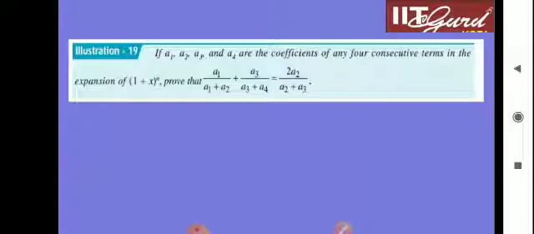Another problem, and the last problem: if a1, a2, a3, a4 are the coefficients of any four consecutive terms in the expansion of (1 + x)^n, prove that a1/(a1+a2) + a3/(a3+a4) is equal to 2 times a2/(a2+a3). It's a very good problem. You can try yourself and then go for the solution. Pause the video and then go ahead. This is an IIT problem.